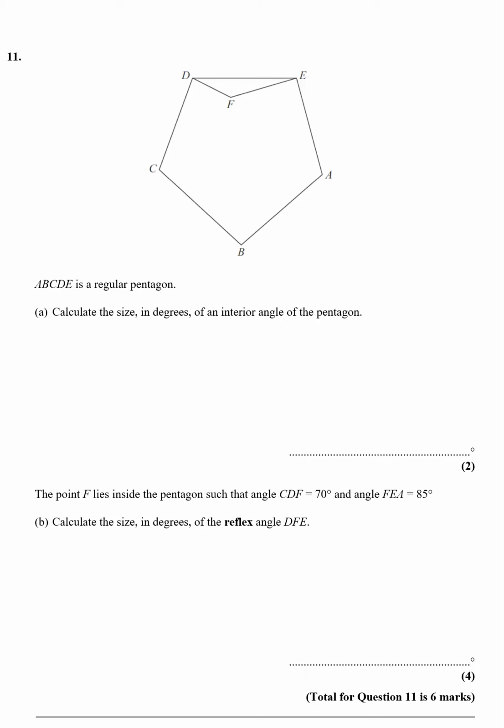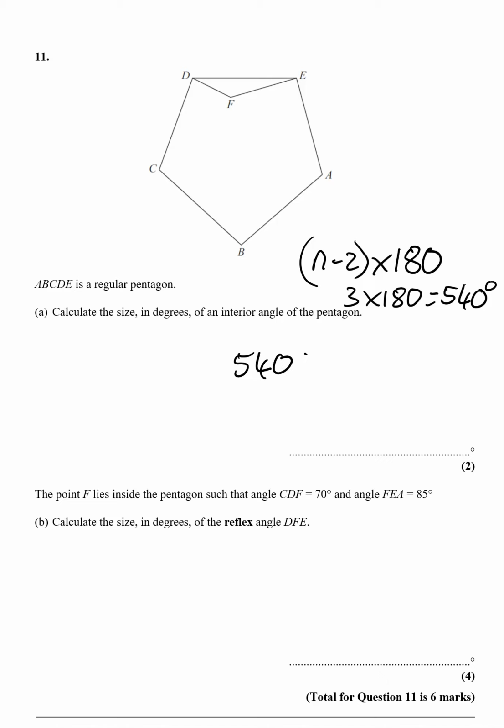Okay, question 11. We've got a regular pentagon. Calculate the size in degrees of an interior angle of the pentagon. Right, okay, so what we need to do is (n minus 2) times 180, n being the number of sides, so 3 times 180 is 540 degrees. So the total of all 5 angles is 540, so we need to do 540 divided by 5, which is 108 degrees. So each angle is 108 degrees.